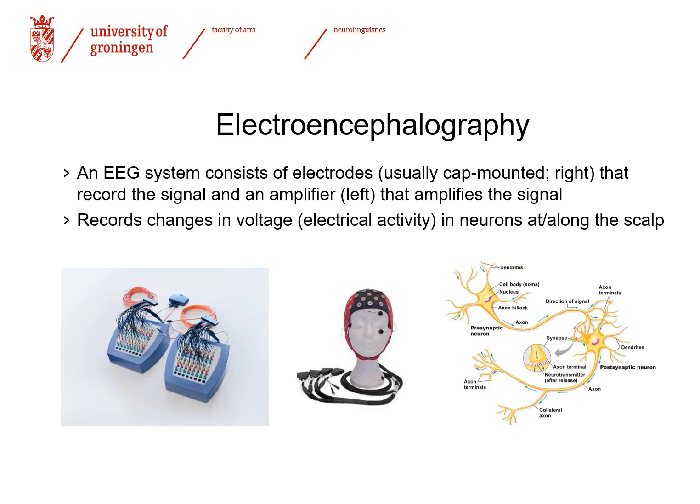So what EEG does is essentially it records changes in voltage or electrical brain activities at or along the scalp. The important bit is that this is happening on the scalp. We are not doing intracranial recording. That's a completely different thing. We place electrodes on the scalp, and in order to do that, we need some equipment.